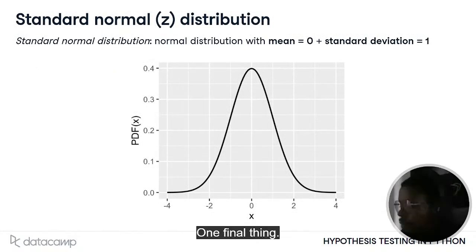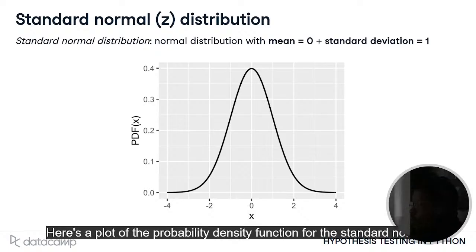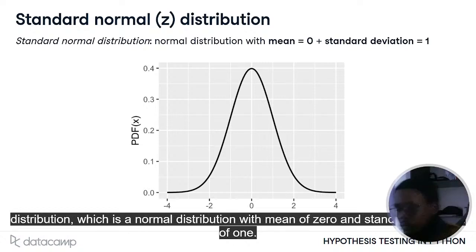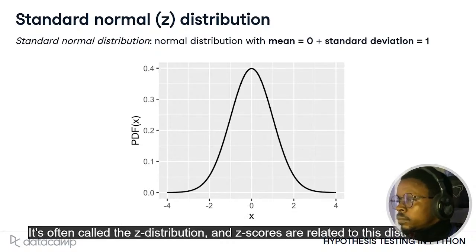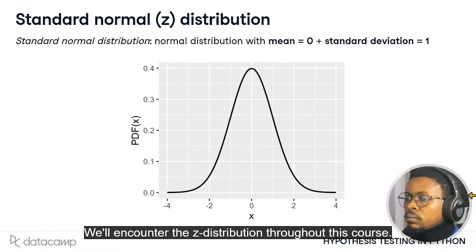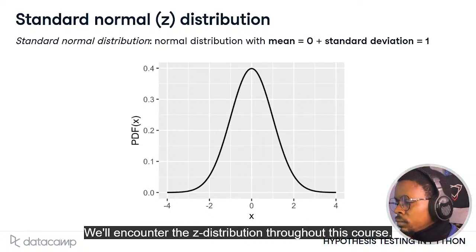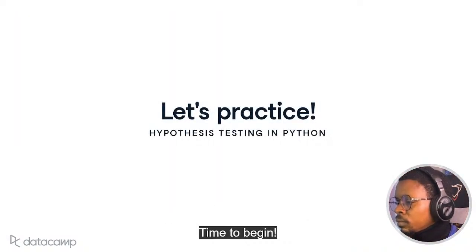One final thing. Here's a plot of the probability density function for the standard normal distribution, which is a normal distribution with mean of 0 and standard deviation of 1. It's often called the z-distribution, and z-scores are related to this distribution. We'll encounter the z-distribution throughout this course. Time to begin.